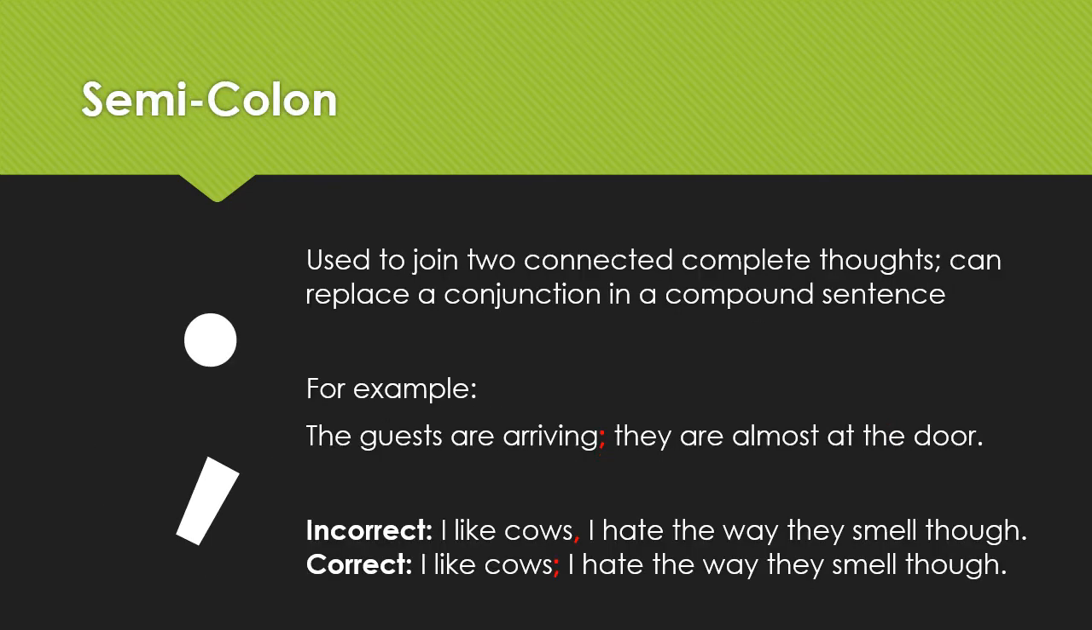Semicolons. Semicolons are used to join two connected complete thoughts or ideas. They can be used to replace a conjunction in a compound sentence. As you can see in the first example, the writer has used a semicolon instead of and. In the second example, the writer has joined two ideas. In this example, a comma cannot be used. This is known as comma splicing, and as I have already said, you will lose marks in your exam if you do this.